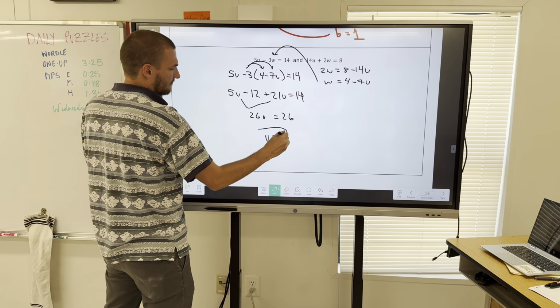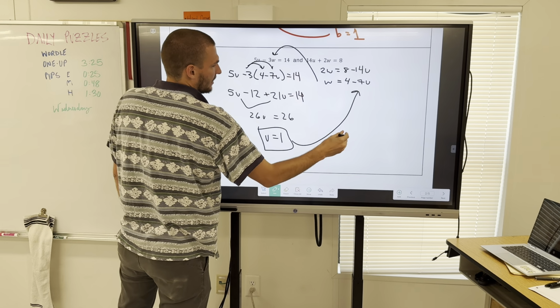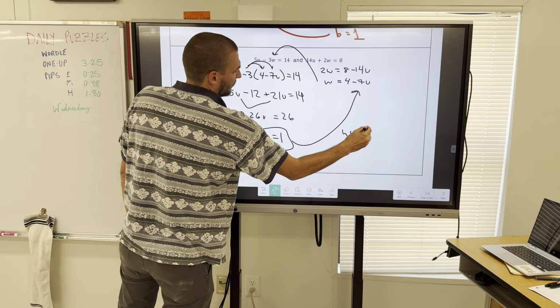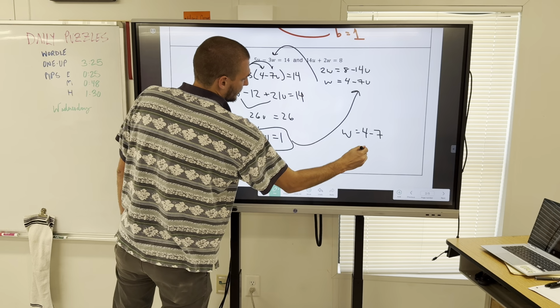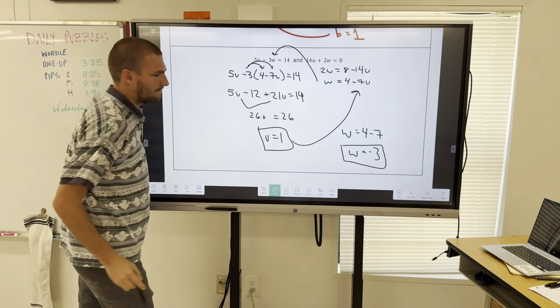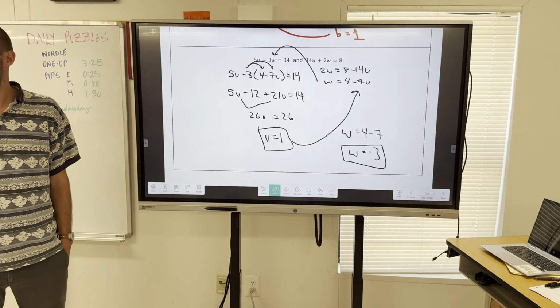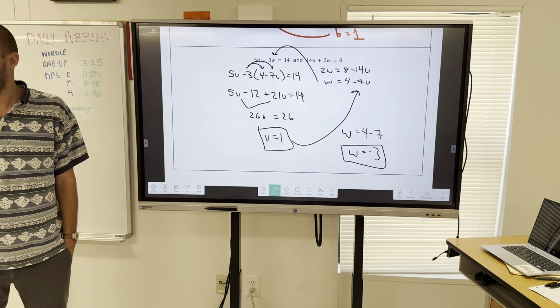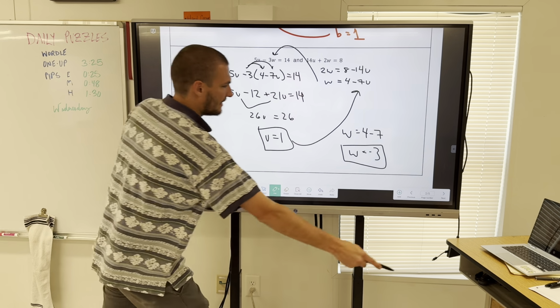Now I'm gonna combine my like terms, 26u, add this 12 to the other side, 26u is equal to 1. Easy, put it in there. W equals 4 minus 7, W equals -3. Boom. Feel okay about that? Pretty much the same. Good? Next.